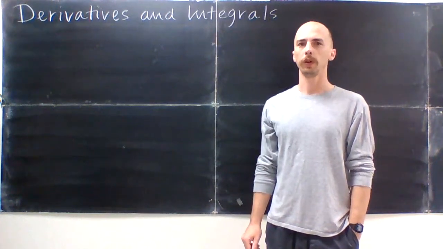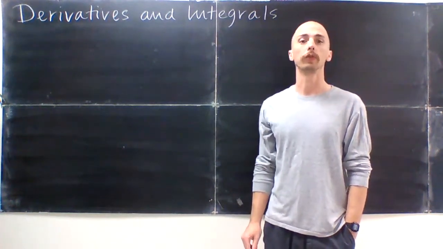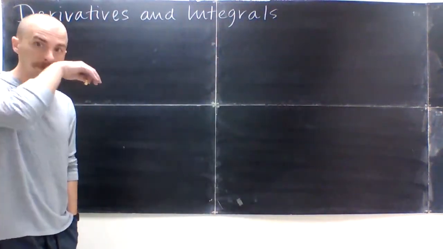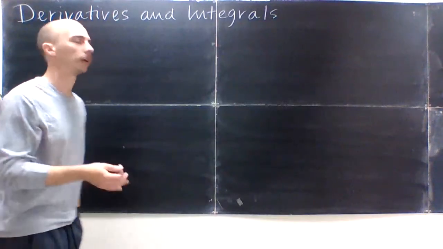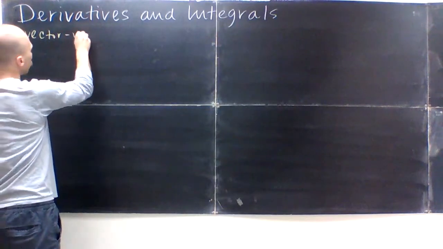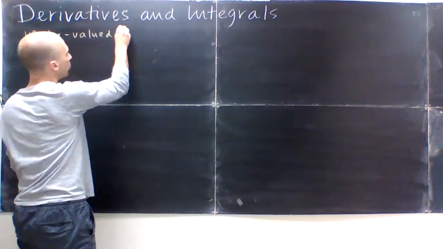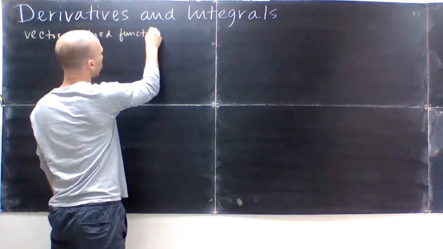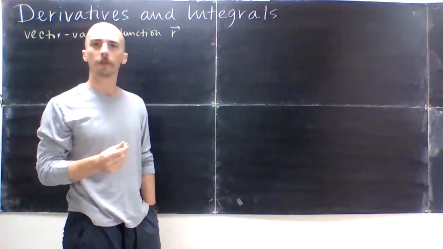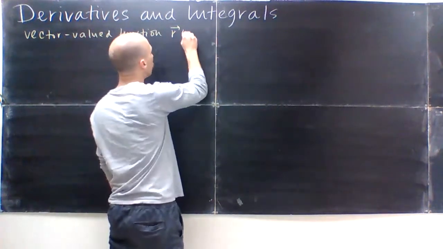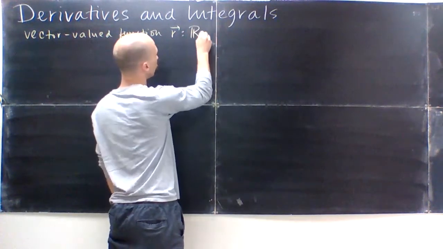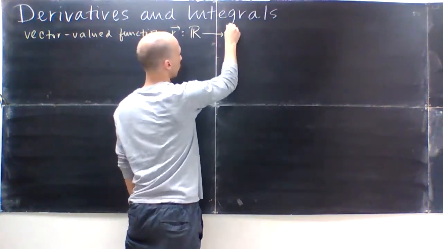Alright, in this video I'm going to be talking about derivatives and integrals of vector-valued functions. Just to remind you what we were talking about last time, a vector-valued function takes in a real number and gives you back a vector. Usually we're going to call this function r of t.